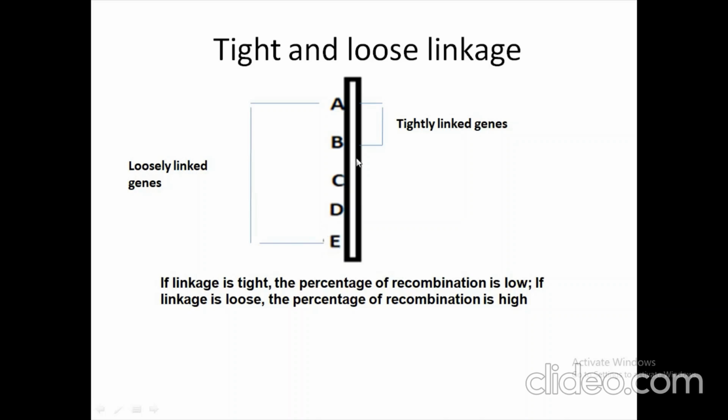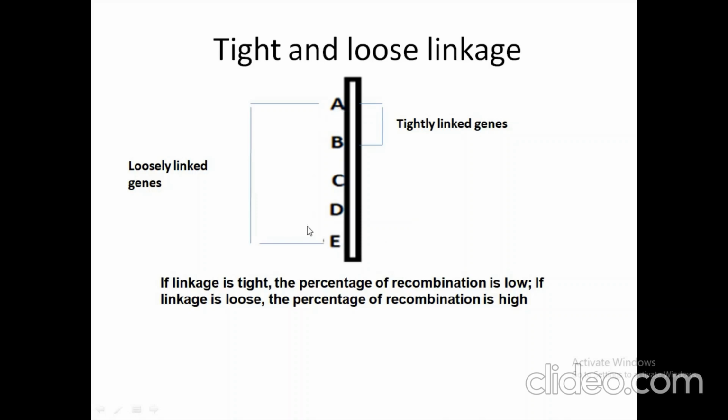Now here, the distance between A and B is less, so they are tightly linked, and their percentage of recombination is less. And the distance between A and E is more, hence they are loosely linked, and their percentage or frequency of recombination is high.